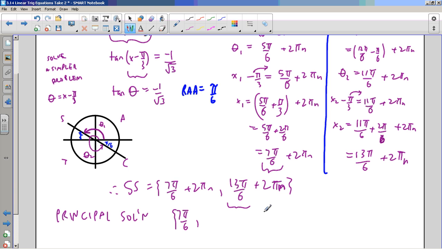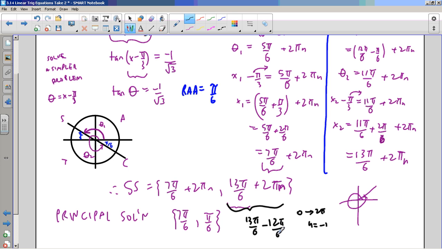This actually got bumped into the first quadrant. This 13 pi over 6 is 12 pi over 6 plus pi over 6. If I wanted to write this as a principal solution, I'd have to bump it up into the first quadrant and write pi over 6. One way to think of this is, what value of n would I have to pick so that this whole answer is somewhere between 0 and 2 pi? Well, if n equals -1, that's when I get 13 pi over 6 minus 2 pi, which is 12 pi over 6, and there's where I get my pi over 6.